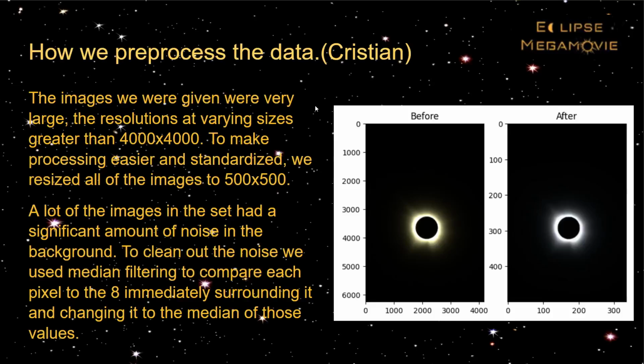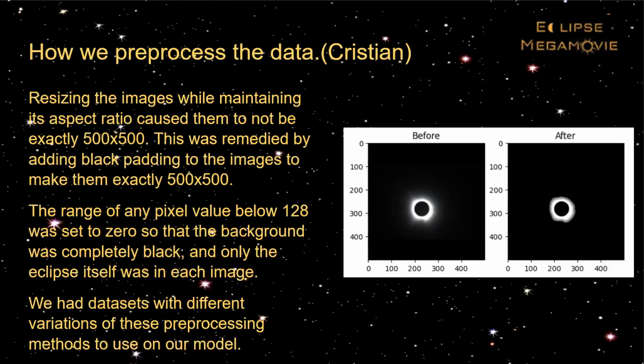A lot of the images in the set had a significant amount of noise in the background. To clean out the noise, we used a process of median filtering. This created a 3x3 neighborhood that compared each selected pixel to the 8 immediately surrounding it and changed that pixel to the median of those values. This got rid of a lot of the noise.